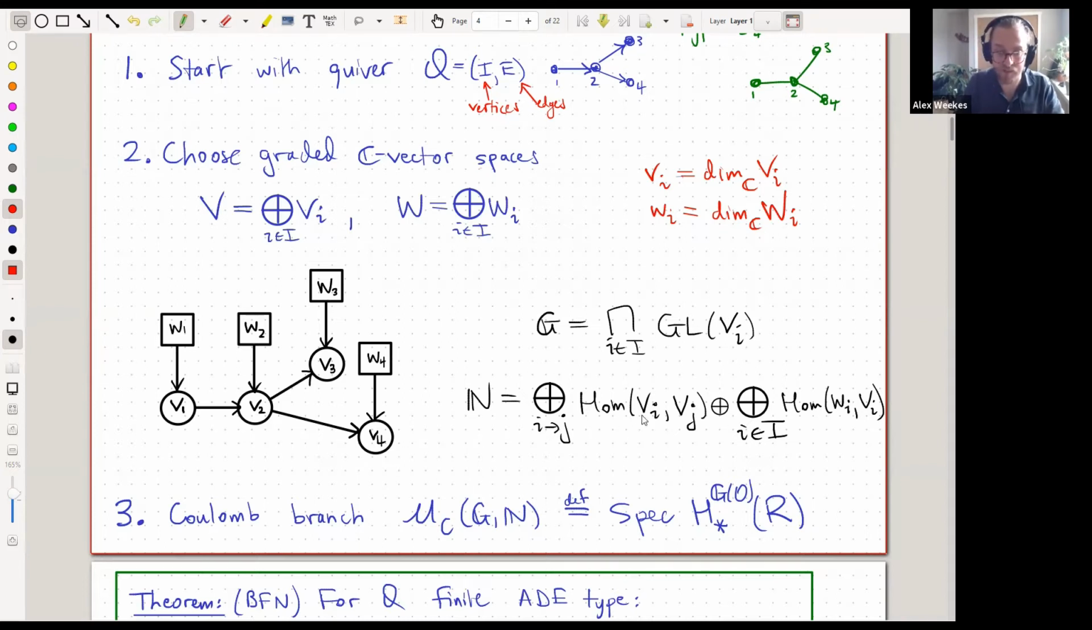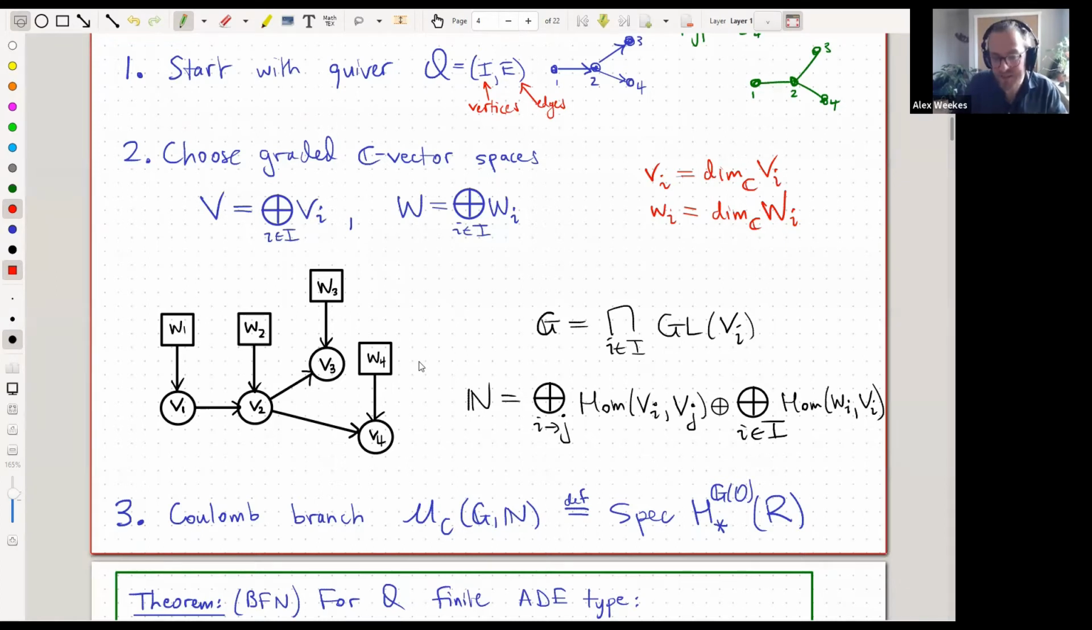This group naturally acts on this representation, and we're in the framework for this BFN construction of the Coulomb branch. So this was overviewed in Professor Nakajima's talk this morning. I'm going to be giving a precise definition for the symmetrizable case, so I won't recap this one, but I'll just remind you it's defined as some sort of spectrum, so the algebraic geometry of some ring. And that ring is a little bit complicated. It's defined using equivariant Borel-Moore homology of some space, and that space is infinite dimensional. But this works, and there's a very precise way of defining this thing, and you seem to get the right answer out of it.